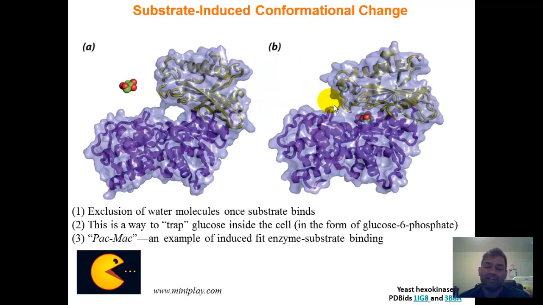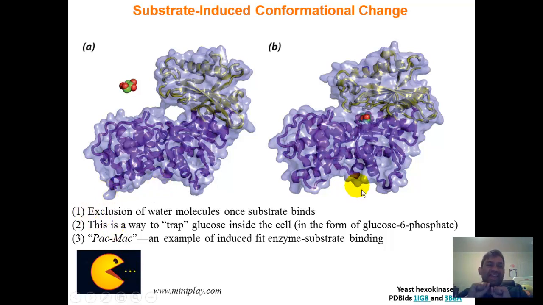Hexokinase is a classic example. We just learned this from the very get-go in our biochemistry class, at least when I took it 20 years ago, of this induced fit. We could also call it Pac-Man. So here is our glucose molecule and then substrate. Once it gets into the active site, the enzyme sort of swallows it up, kind of like Pac-Man gobbling up the Pac-Man food. So a lot of things happen here.